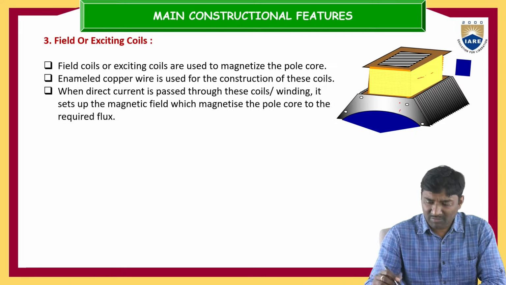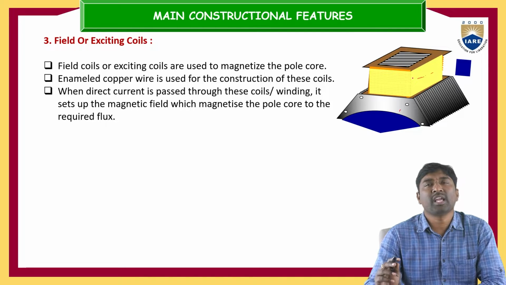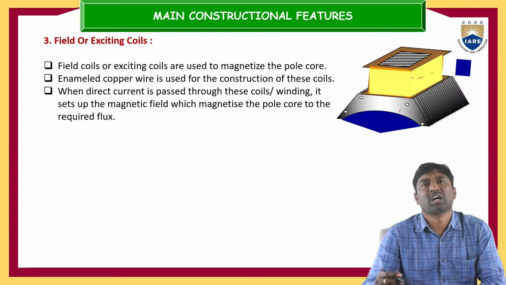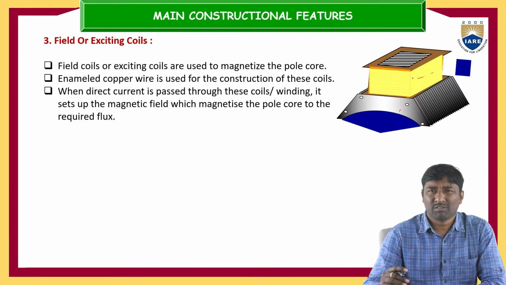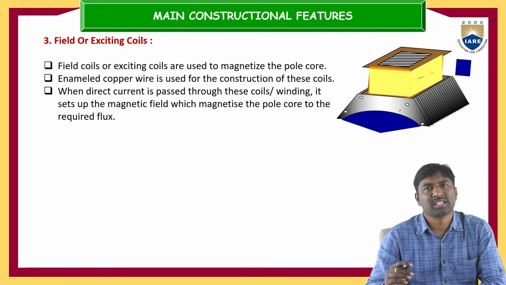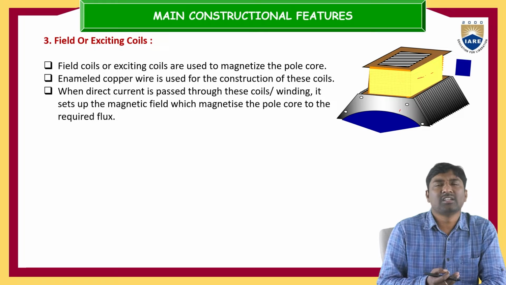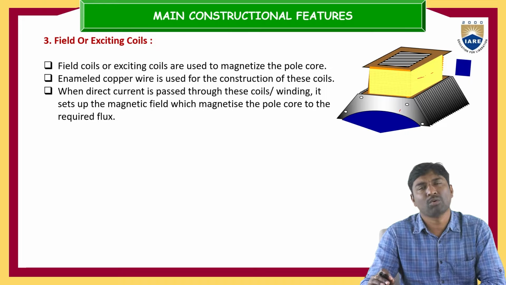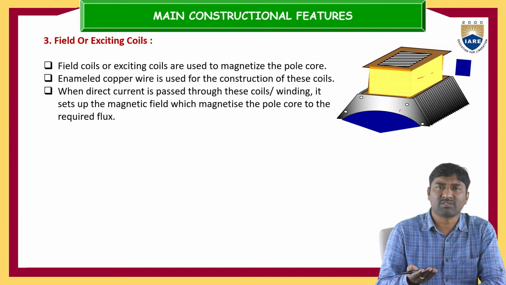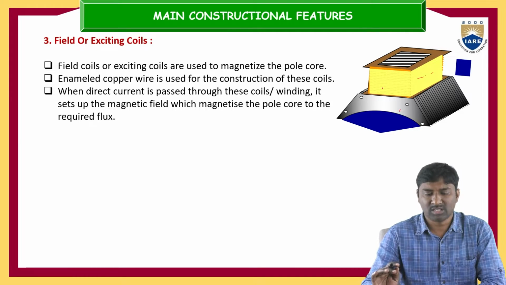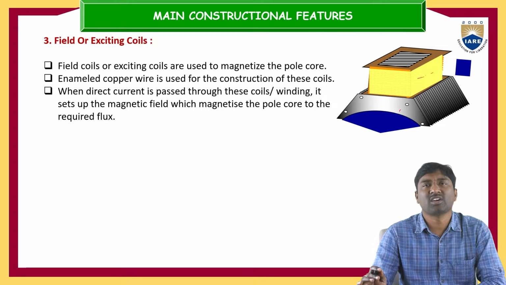And these field coils are made up of enameled copper wire. Enameled copper wire is used to construct the field coils. When direct current is passed through these coils, that is this field winding, it sets up a magnetic field which magnetizes the pole core to whatever flux we need. That required flux will be excited here. So this is about field coils or exciting coils.